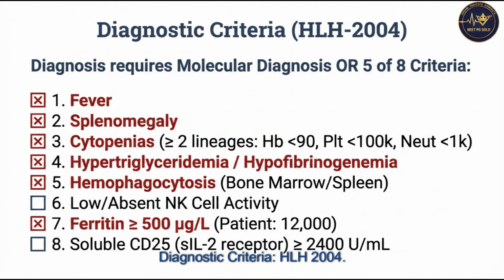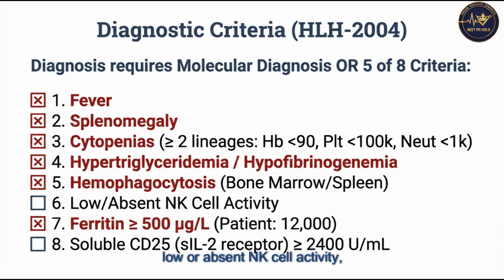Diagnostic criteria, HLH 2004. How do we diagnose HLH? You need a molecular diagnosis or 5 of these 8 criteria. 1. Fever. 2. Splenomegaly. 3. Cytopenias, affecting at least 2 lineages. 4. Hypertriglyceridemia or hypofibrinogenemia. 5. Hemophagocytosis in the marrow or spleen.